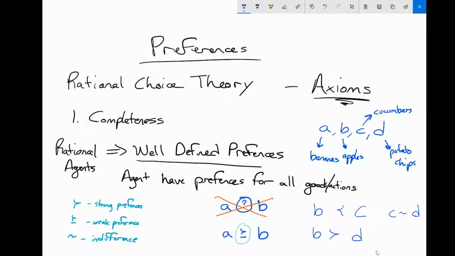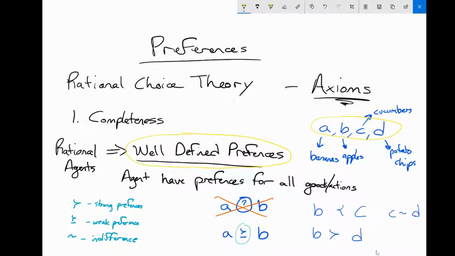I know that I am indifferent between C and D. I know that I don't care. I'm indifferent between eating cucumbers and potato chips. That means I have a well-defined preference. I know what it is: strong preference, weak preference, or indifference. I'm not uncertain as to my preference. If you put A and B in front of me, I couldn't tell you I don't know. This is what it means to have well-defined preferences: I have some preference between all possible combinations of all goods.